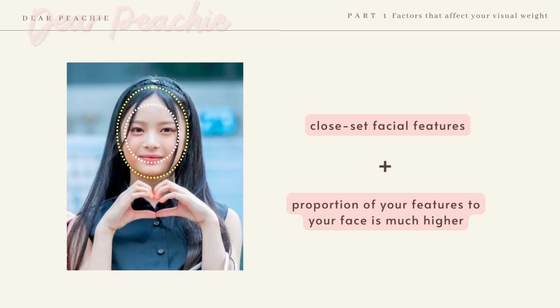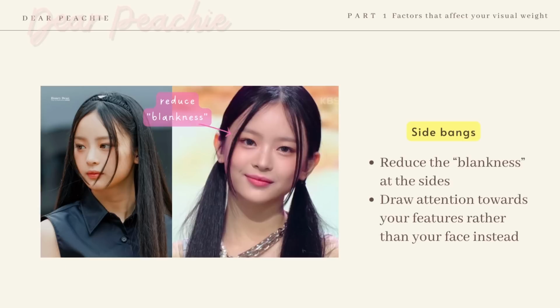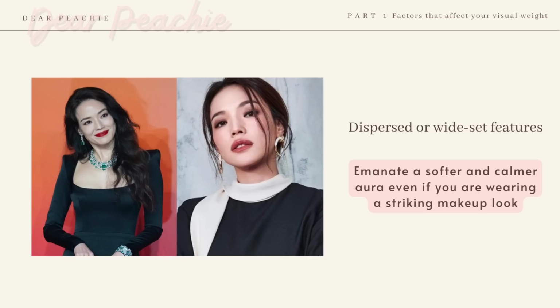If you have close-set facial features, but the proportion of your features to your face is much higher, you can always use side bangs to enhance your face shape, reducing the blankness at the sides and drawing attention towards your features rather than your face instead. For beauties with dispersed or wide-set facial features, your face tends to emanate a softer and calmer aura, even if you wear a striking makeup look.